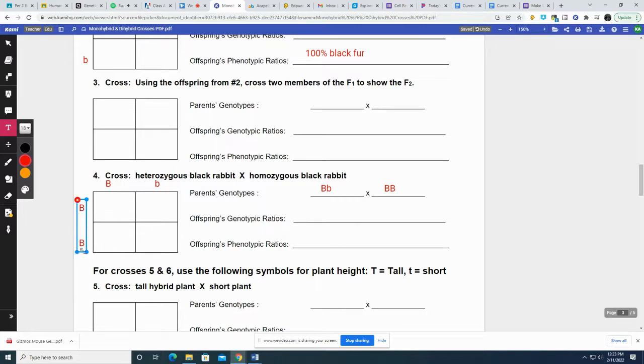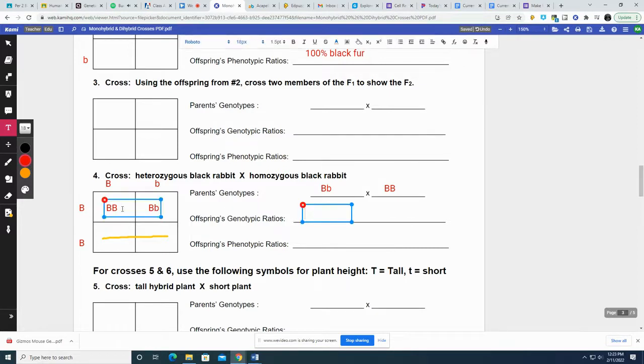Now, since both of these B's are the same, the bottom row and the top row are going to be exactly the same. So you don't have to do it twice. So let's scratch it out, because 2 out of 4 is the same thing as 1 out of 2. They're both 50%. So this one's going to be big B, big B, homozygous dominant, just like the mom. And this one's going to be big B, little b, just like the dad.